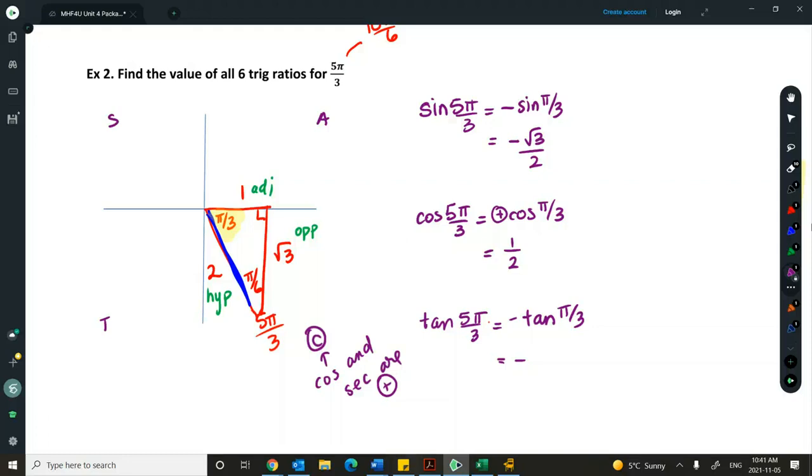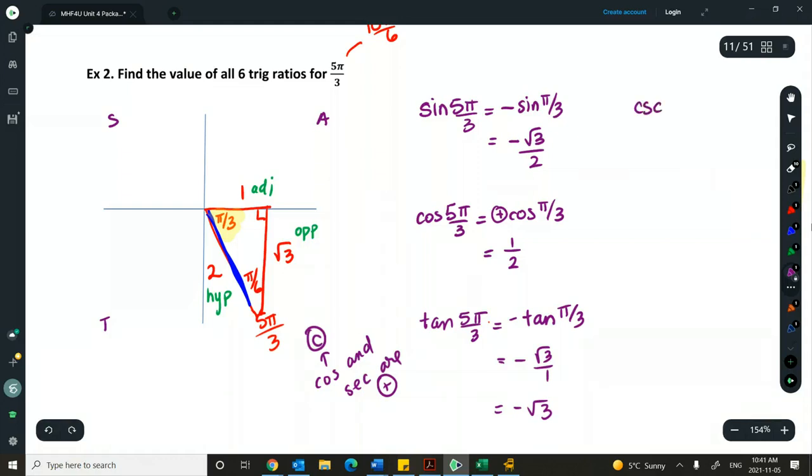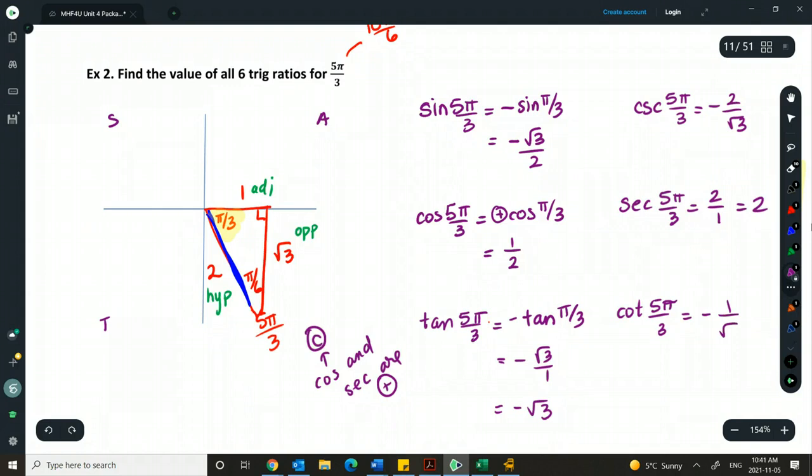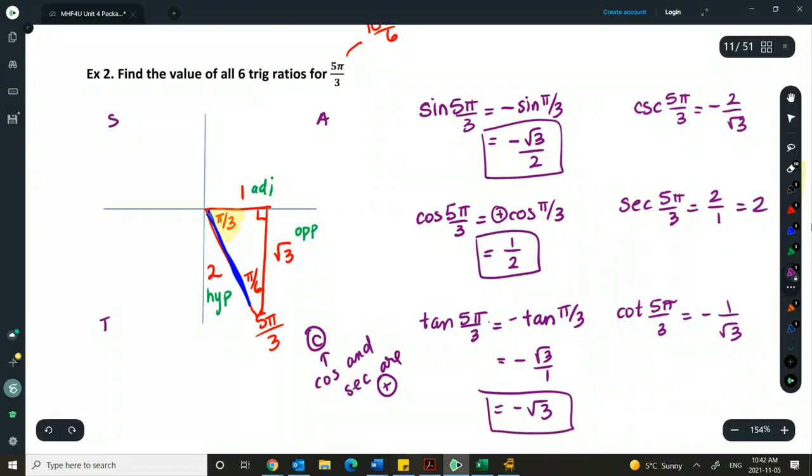Okay, so now I'm just setting up the positives and negatives and opposite, adjacent, hypotenuse. So tan, opposite over adjacent, should be root 3 over 1, and it's negative. And then for the reciprocals, it's a lot less work because if I already have the primary ones, I'll just flip them. So this will be negative 2 over root 3. This one will be 2 over 1, which will simplify to 2. And then cotangent will be negative 1 over root 3. Just flipping this here. So there are all of our ratios for 5 pi over 3.